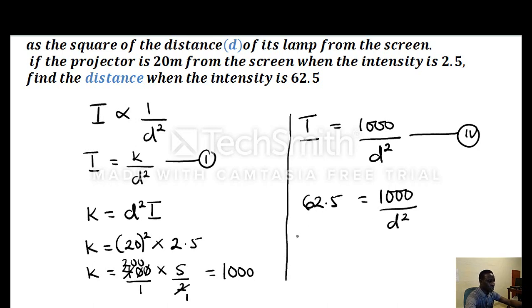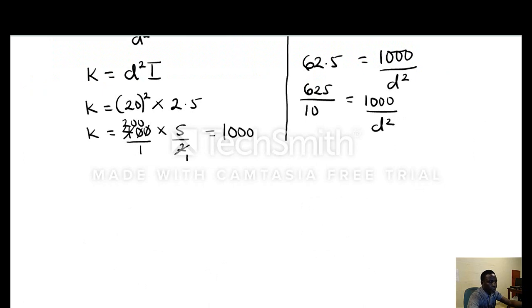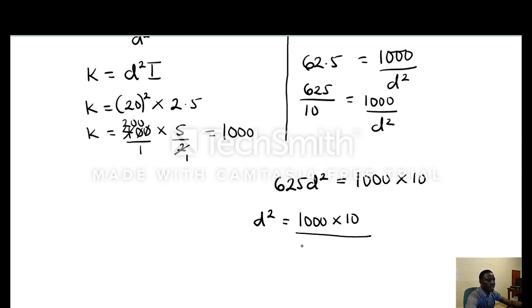Writing this as a fraction, we'll have it to be 62.5 over 1. Let's multiply both the numerator and denominator on the left hand side by 10. This is going to give me 625 divided by 10 is equal to 1000 divided by d squared. And when you try to make d squared the subject of the formula, you cross multiply, leaving us with 625 d squared is equal to 1000 times 10, and our d squared will be equal to 1000 times 10 divided by 625.